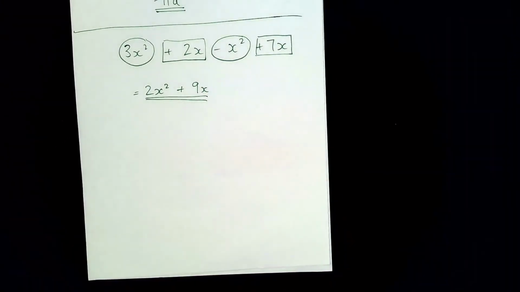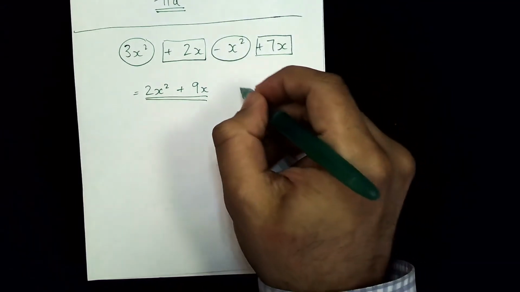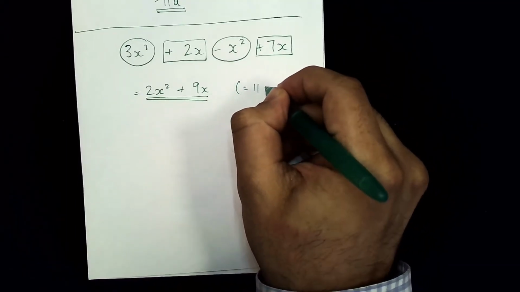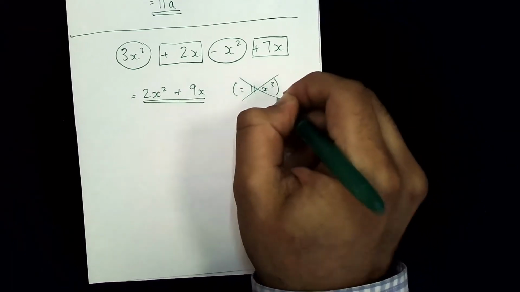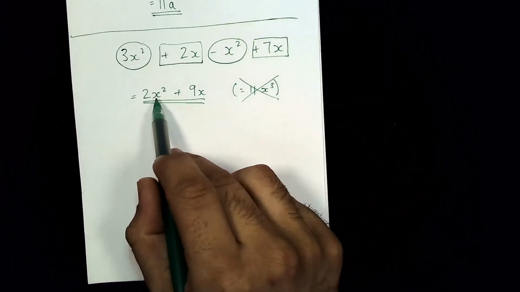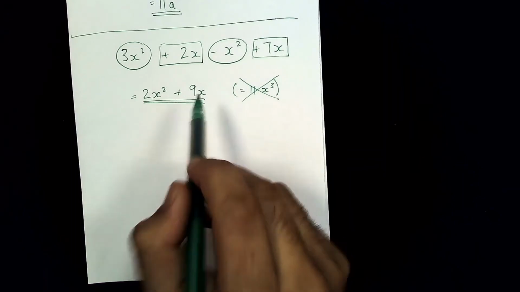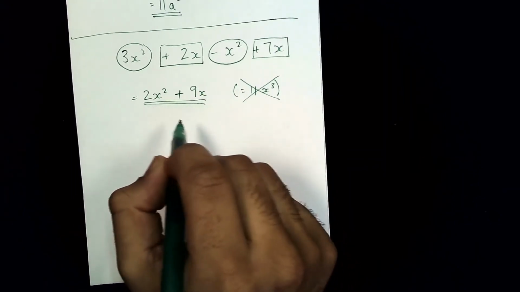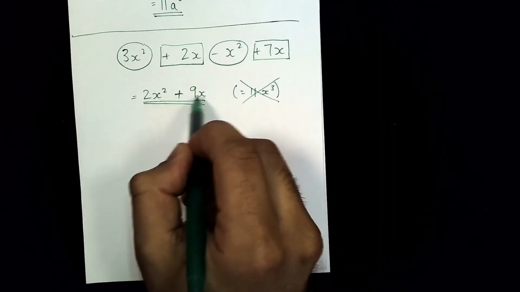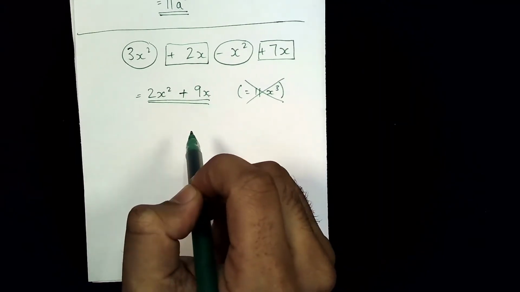You can't collect those two together. I can't make that, for example, some people might say, oh, that's 11x cubed, for example. And that is wrong, okay? You can't collect the x squared and the x together because it's got an add in between. If it's an add or a take away, you can't bring those together because the terms are different. That's an x squared, that's a normal x.